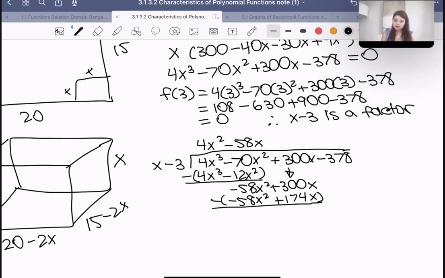And we're going to end up with 126x. And then we're going to bring down our -378. Okay, so how many times does x go into 126x? Well, 126 times.